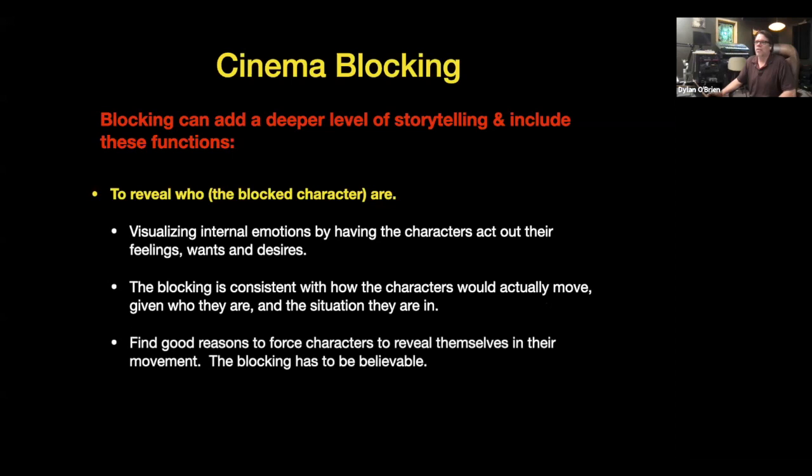And that's why you see a lot of reality TV finding good reasons to force characters to reveal themselves in movement. So blocking has to be believable. You want to make sure that, like the moment I told you about, the person being interrogated and the camera tilts down to find their hands or their foot, maybe their hands are under the table and they're just doing this as they're talking because they're nervous. You want it to be real. You always want to make sure it's not being pushed too hard.